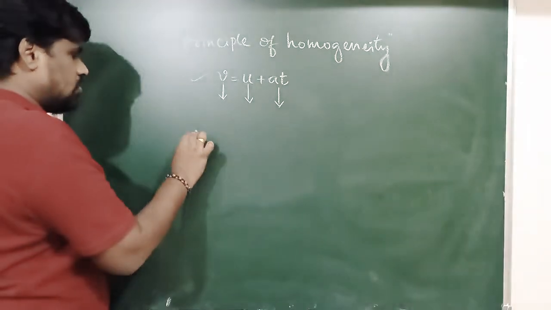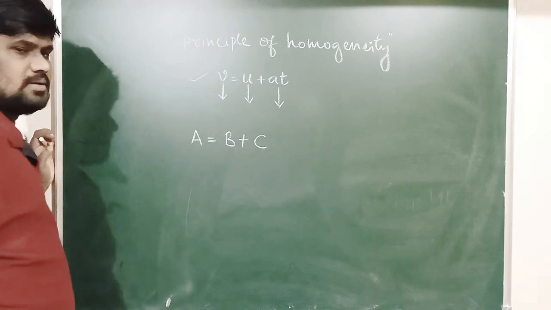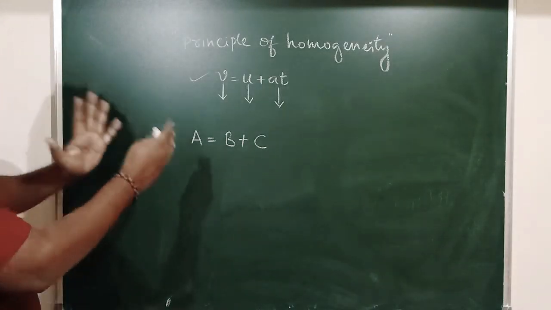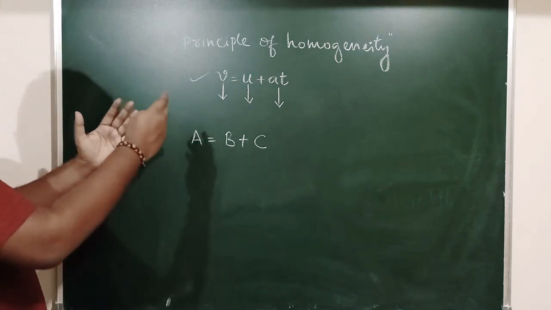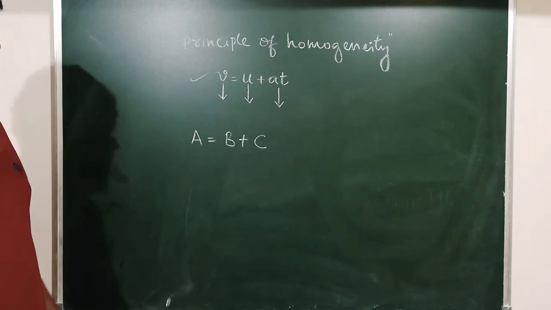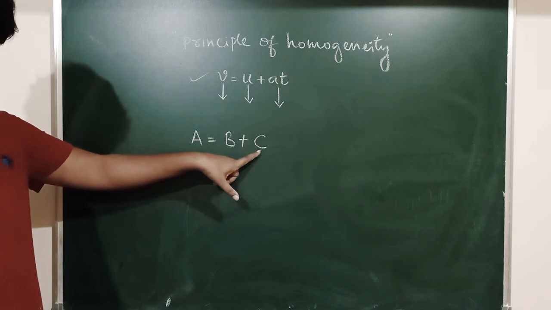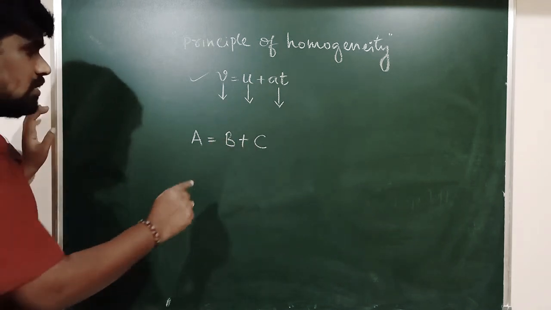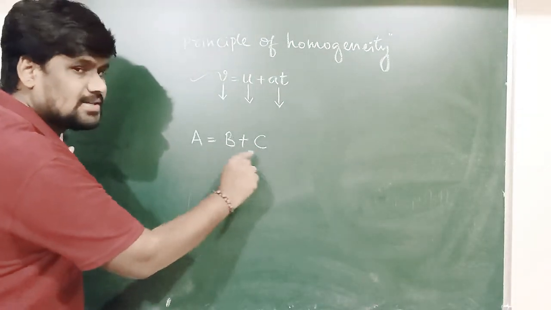I have an equation a is equals to b plus c, and this equation is dimensionally correct, suppose. According to principle of homogeneity, when you are adding b to c, you are adding b to c because dimensions of b and dimensions of c are same.